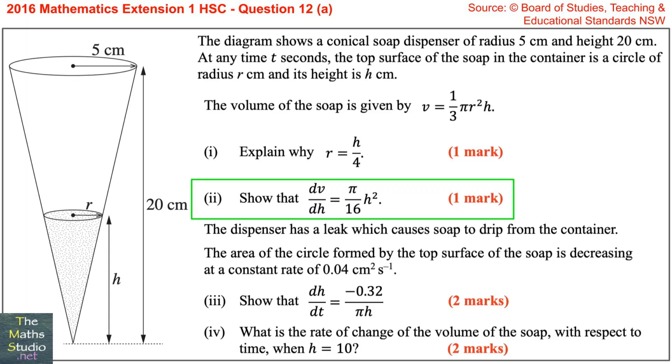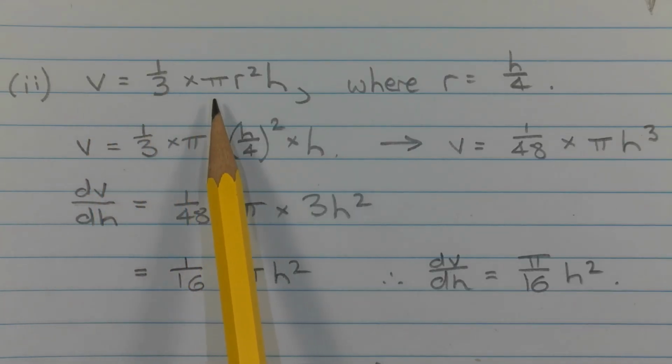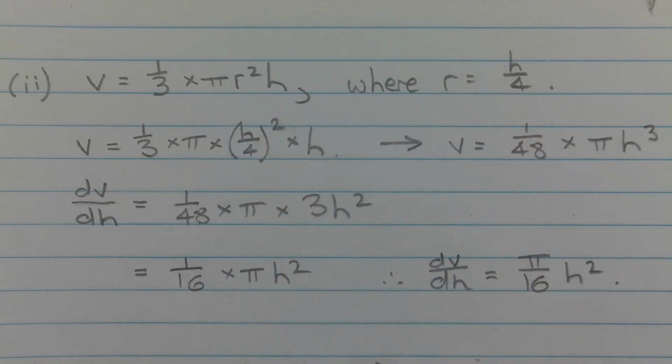Part 2. Show that dV/dh equals pi over 16 times h squared. The volume V is given by the formula V equals 1/3 pi r squared h, where r is equal to h over 4 from part 1. Substituting h over 4 for r in the formula, we get V equals 1/3 times pi times (h over 4) squared times h. Now (h over 4) squared expands to h squared over 16, so we can simplify that to V equals 1/48 pi h cubed.